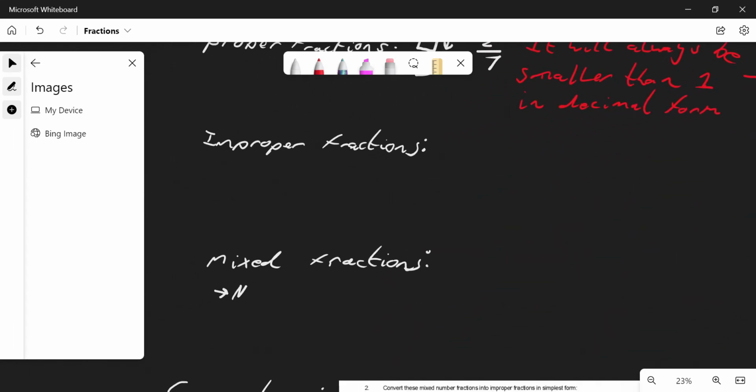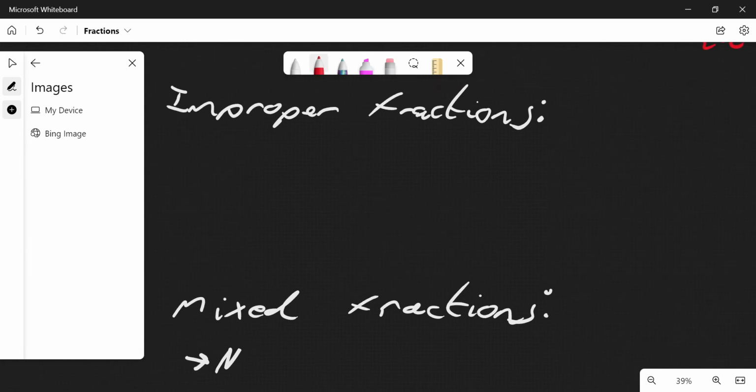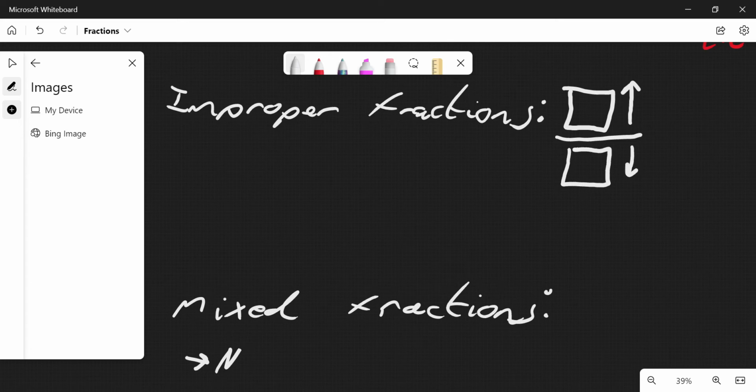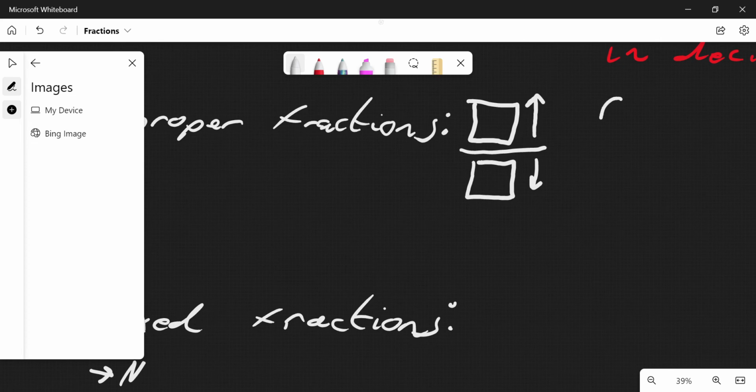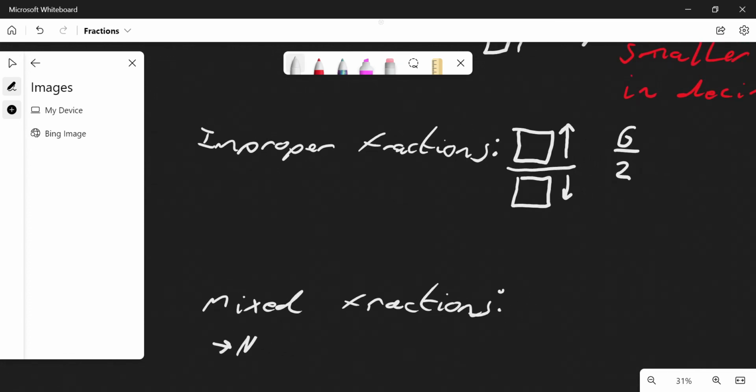And next, let's speak on improper fractions. Improper fractions are fractions where the numerator is now bigger than your denominator. So for example, 6/2 is an improper fraction, because essentially what this is saying is how many times does 2 divide into 6, but 6 is bigger.